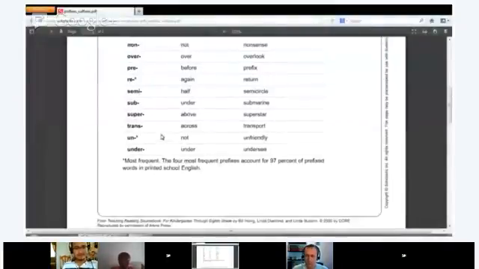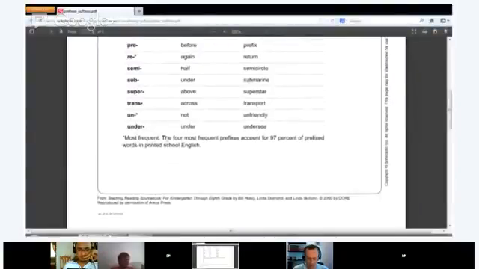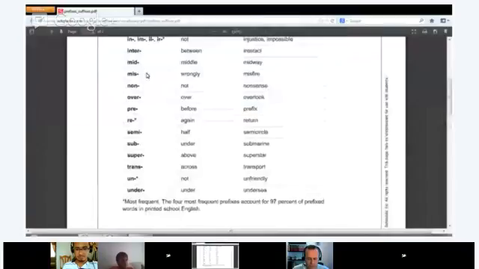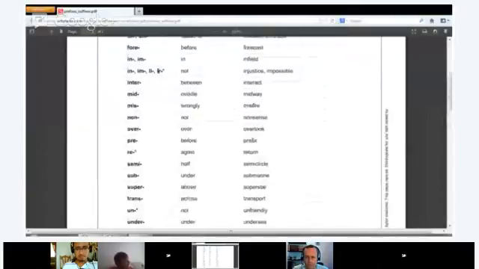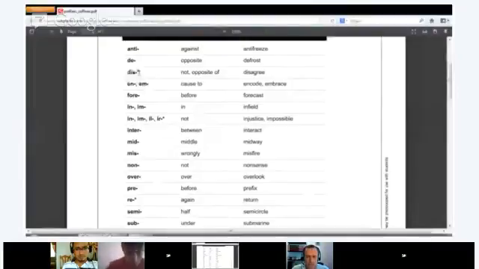All right, so we're going to scroll down. What this note says here is that the 4 most frequent prefixes account for 97% of the prefixed words in printed school English. So wherever you see that asterisk, the un, the re, so return, these 4 right here, and dis, those account for 97% of the prefixes used in English. So those are probably the most important ones for you to learn, right?